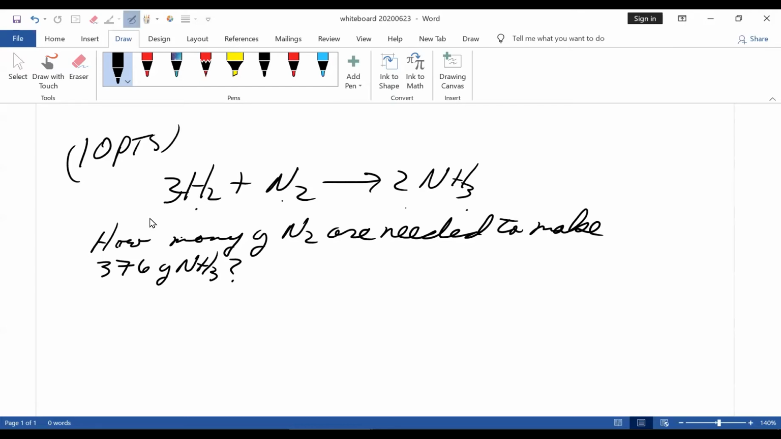And say sometime in the future on a piece of paper or on a file, because I don't hand out tests, obviously, you'll see a question, 10 points. How many grams of nitrogen, N2 is nitrogen, are needed to make 376 grams of ammonia? And you're also given a balanced chemical equation. So the first thing you should do, and I'm going to let you try this out yourself, is what are you being asked to find and what are you given? That's all I'm asking right now.